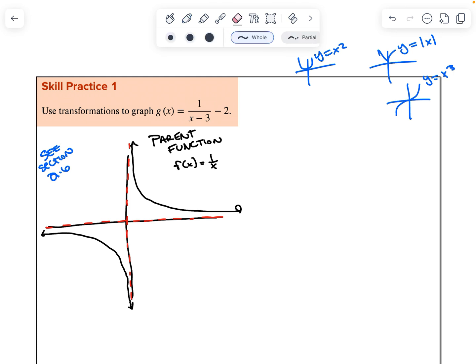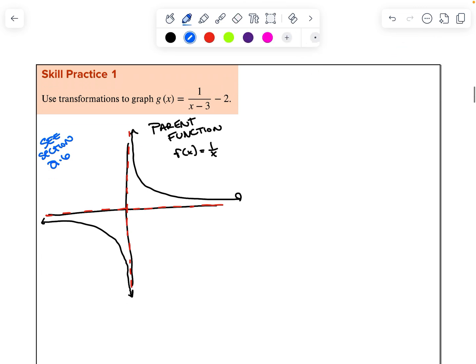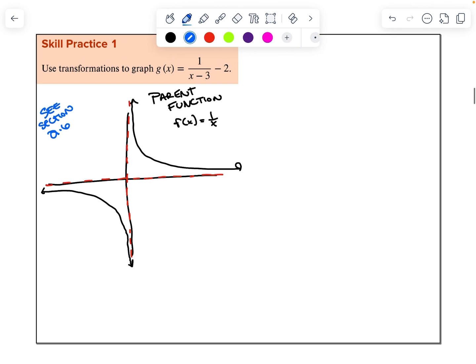This is another parent function that I don't think we touched on that day. The function y equals 1 over x. And this is the parent rational function, right? This is the parent function of any rational function, y equals 1 over x. This is what it looks like. And if you go back and review section 2.6, you'll remember that adding or subtracting outside of a function shifts it up or down. Adding or subtracting inside shifts it left or right.